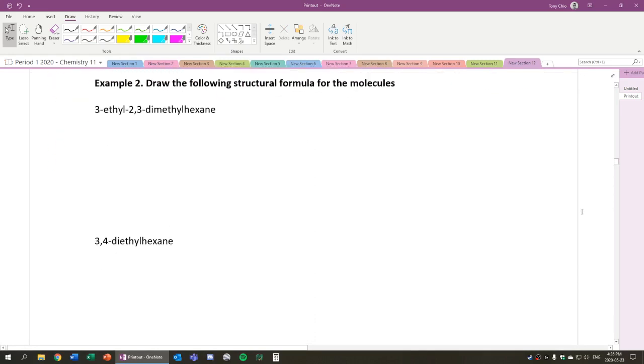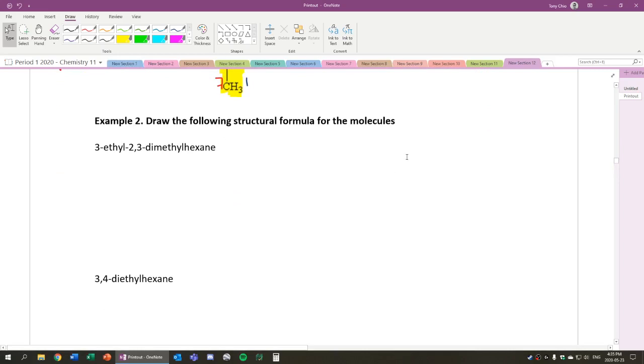Let's try the next example. In this example here, we're working backwards. What happens if you're given the name? Can you draw the structure out? Well, let's see. In this example here, first of all, let's highlight some stuff. Here's our parent chain. It's a hexane. Here's our first branch. It's a 3-ethyl group. And then here's our second branch. It's 2,3-dimethyl.